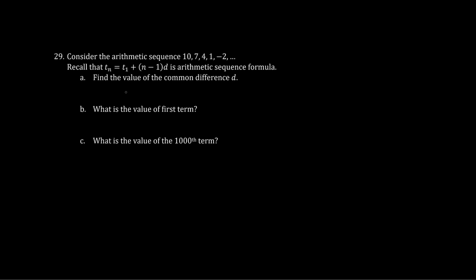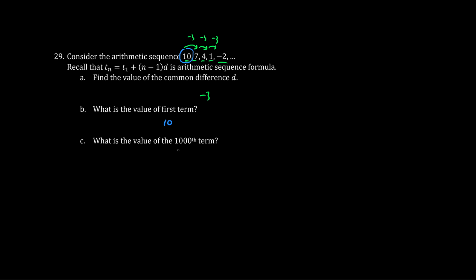Now let's try an arithmetic sequence problem. We have the pattern 10, 7, 4, 1, -2, etc. Looks like we're going down by 3s. So it's -3, -3, -3, etc. So the value of the common difference d is -3, what you go up or down by. What is the value of the first term? Very simply, the answer is 10.